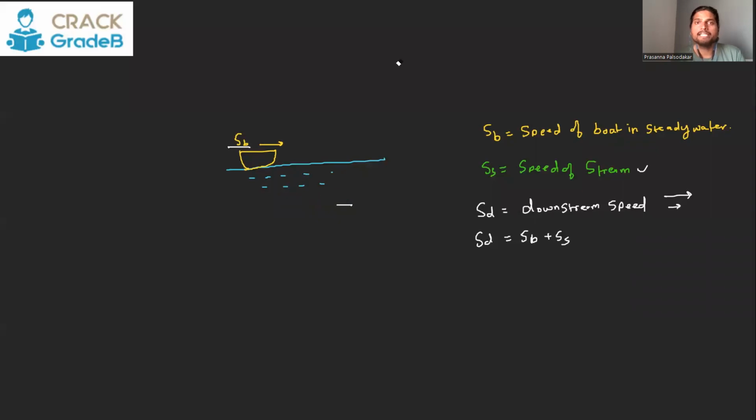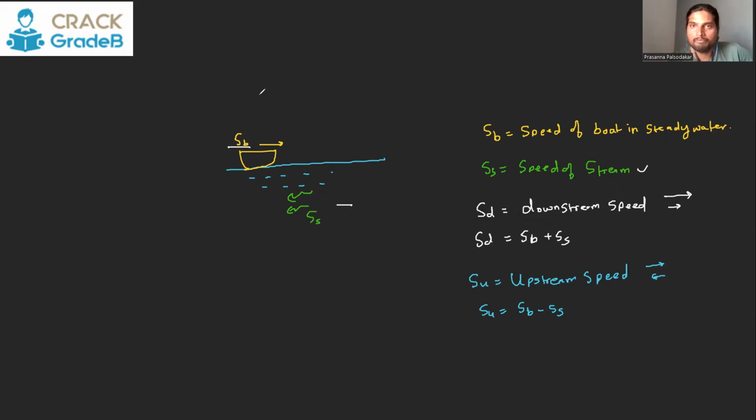If the water starts moving in the opposite direction with SS, then what happens? As a person sitting inside the boat, you will naturally feel the retardation. Your speed will reduce. The speed with which you will now be traveling is called SU, upstream speed. Upstream speed is the speed you have when you travel in the opposite direction of the stream. Its value is SB minus SS, because this time the water is going to oppose you. Your speed will reduce and you will now be traveling with SB minus SS.